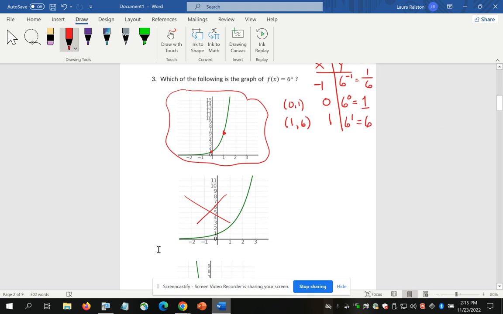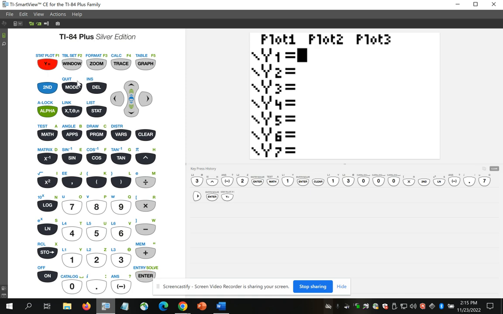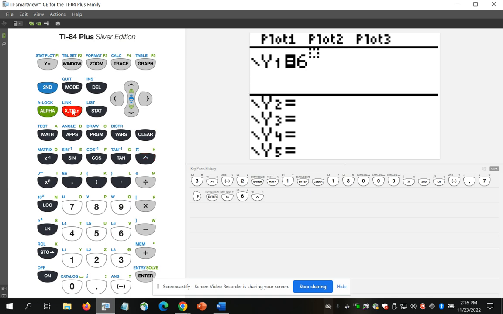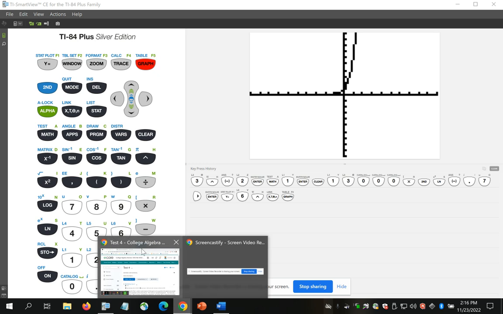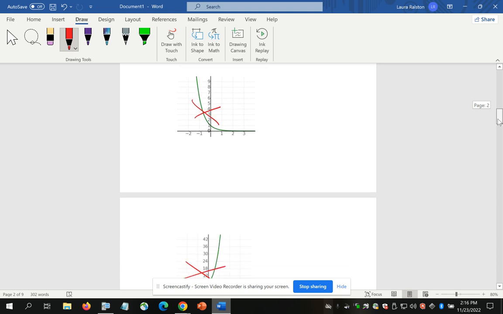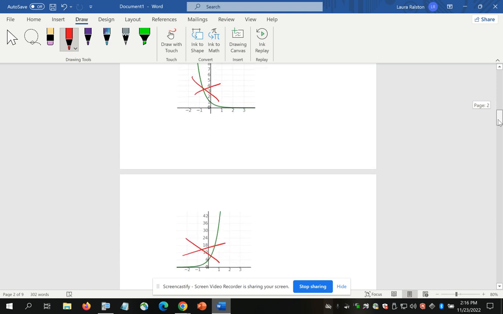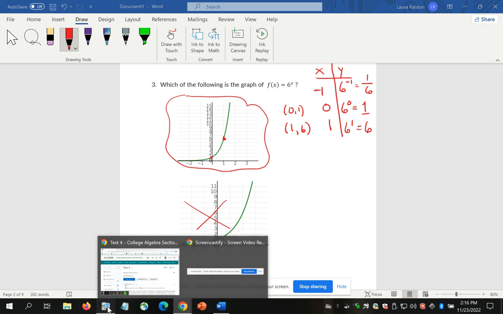Now, as a side note, the other thing that you can do to help you with this problem is to create the picture in your graph, in your calculator. So I would do 6 raised to the x power and graph it. And again, I can begin to see what it looks like. So because I know that it's kind of that backwards L shape, I could eliminate the third choice at that point, and then I would have to again look for some other points.